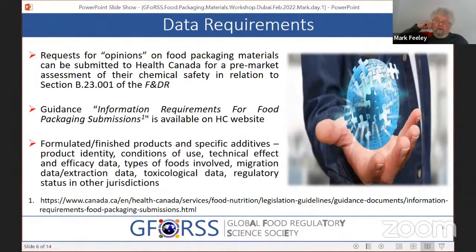In general, there's also a requirement that the form of the finished product be described in terms of whether it's a film, whether it's a bottle, etc. Dimensions of the packaging, thickness and volume, types of food involved, the condition of use, storage conditions, the time and temperature, the weight of the food per unit area of packaging, which has been previously described, and more importantly, the results of any migration data or extraction data that are available in order to fulfill the toxicological data requirements that might be essentially required for that particular chemical.